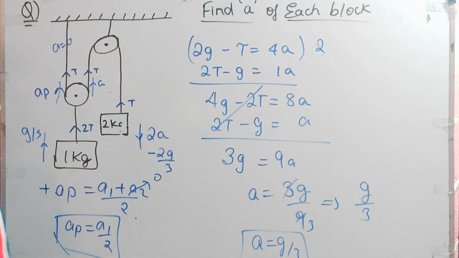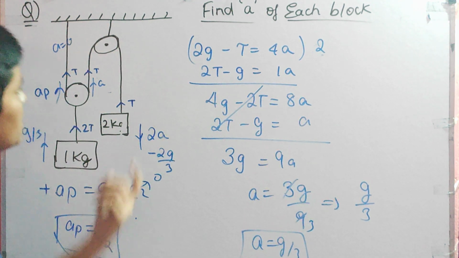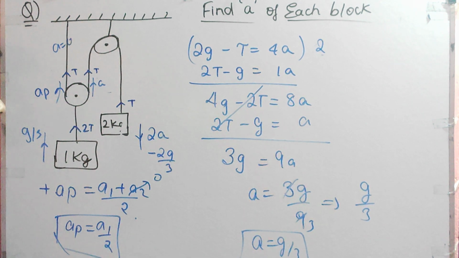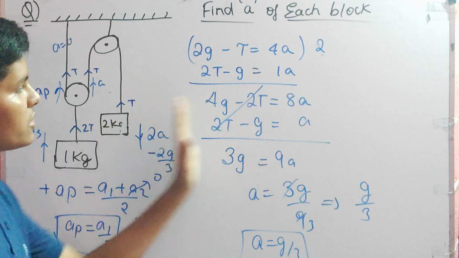So what we did over here is, this block went down with A acceleration, so this string will move with A by 2. Why? Because we used this formula and we got it. So we assumed this is 2a and then we solved the whole question.